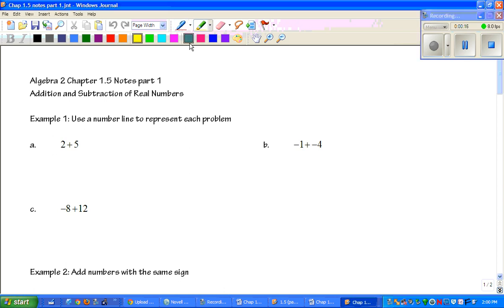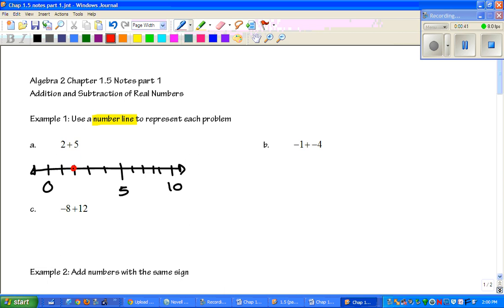Example number 1. It says to use a number line to represent each problem. So for each one of these, I'm going to draw a number line, even though some of these might look simple. There's 5, and there's 10. So this is saying 2 plus 5.